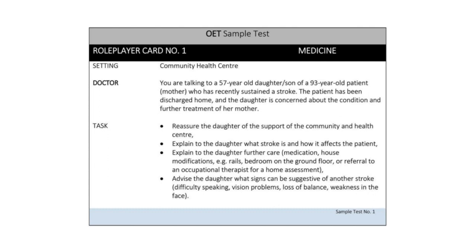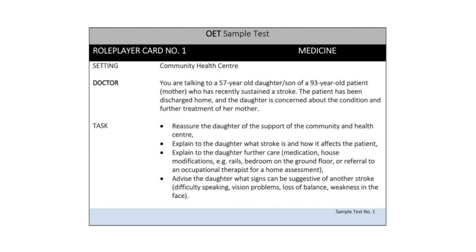Now remember that this is the doctor card, okay? So the interlocutor will have a card that is a little bit different. He will have some other information that you don't have in this card, but you have to follow the 4 tasks that you have here. The first thing that you have to do is to reassure the daughter of the support of the community health center. Then the second task is to explain to the daughter what a stroke is and how it affects the patient.